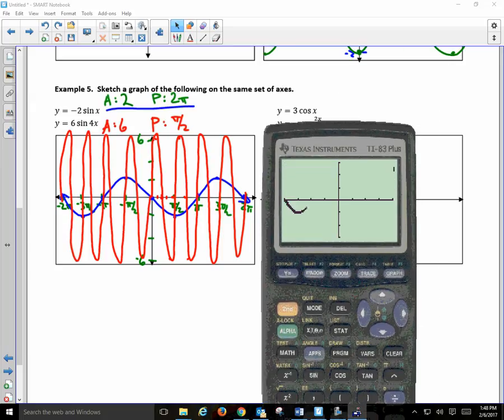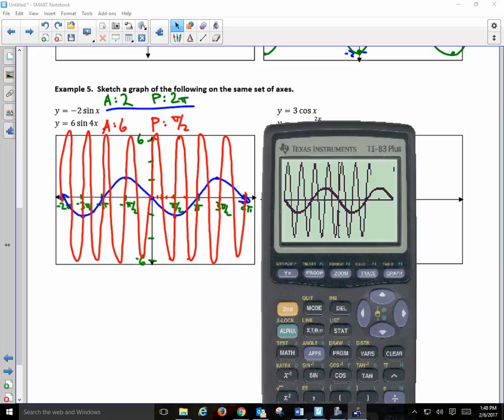So I'm going to press graph, and you can see the blue one in the middle. Does that look like what I have? Pretty close. And then my red marks. I mean, that's pretty much it, isn't it? I think that's pretty amazing we could do it that quickly, that accurately.